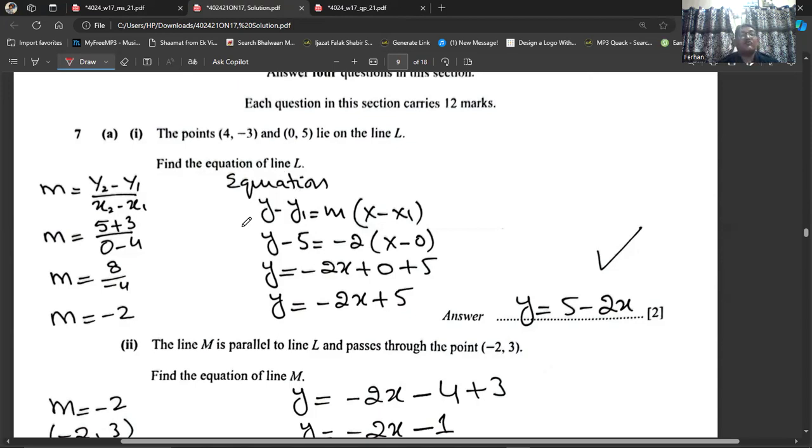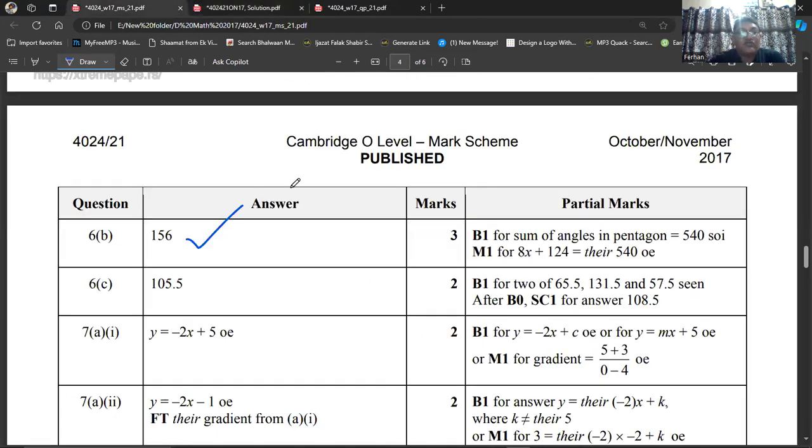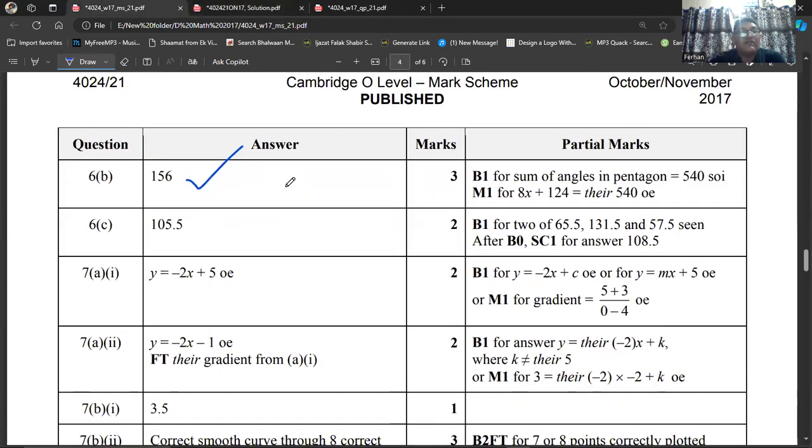So y will be equal to minus 2x plus 0 plus 5, and y will be equal to minus 2x plus 5. So y is equal to 5 minus 2x. So y will be equal to 5 minus 2x. So our answer is right.